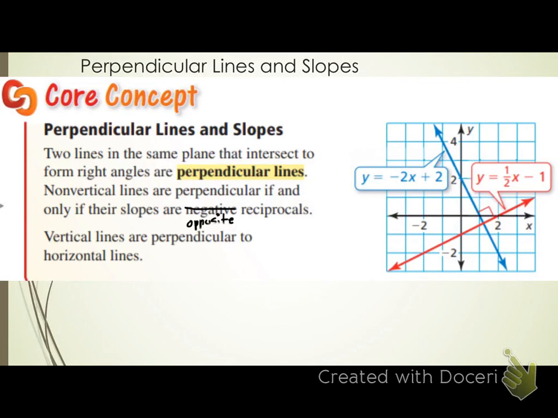You need to write this next sentence down. Non-vertical lines are perpendicular if and only if their slopes are, the book says negative reciprocals. I like to say opposite reciprocals, so you're going to hear me saying it as opposite reciprocals. They're opposite reciprocals of each other. So you need to have that sentence written down: non-vertical lines are perpendicular if and only if their slopes are opposite reciprocals.